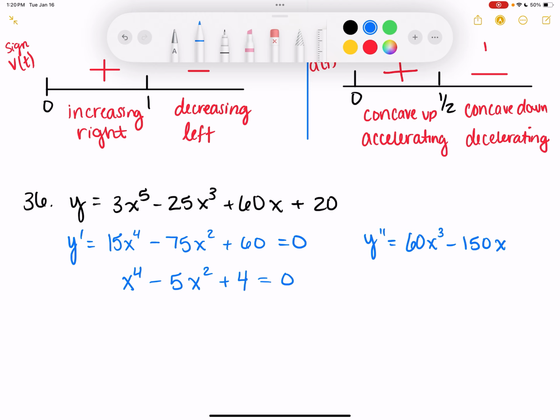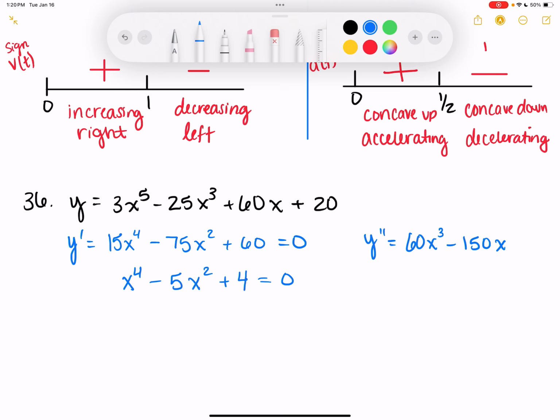So now you've got to factor. Factoring sounds like a great plan. Which two numbers multiply to 4 and add to negative 5? You can do negative 4 and negative 1. Wait, let me write it first. Factor that.